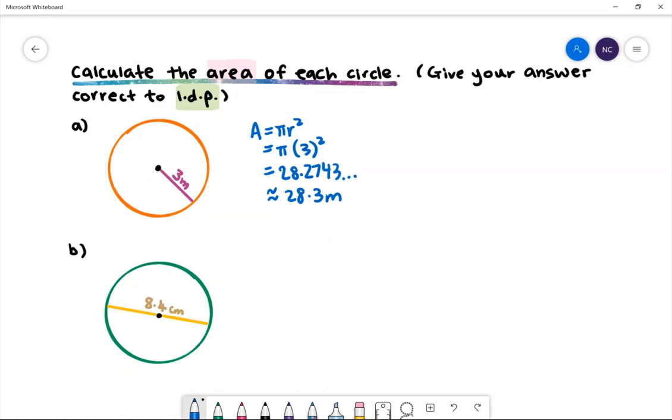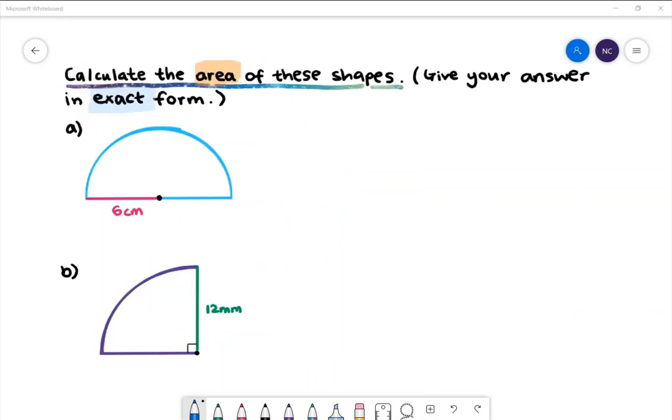Example B, we have a circle where the diameter is 8.4 centimeters. To calculate the area, we need to substitute r as half the diameter. Half the diameter will be 4.2. Use the calculator to find the answer to this. We'll get 55.417 continued, and this will be approximately 55.4 centimeters, correct to 1 decimal place.